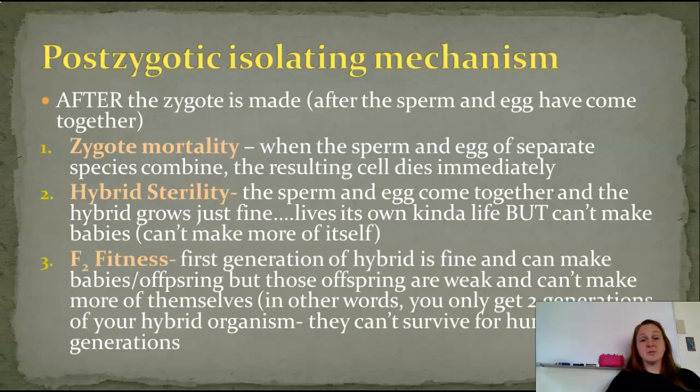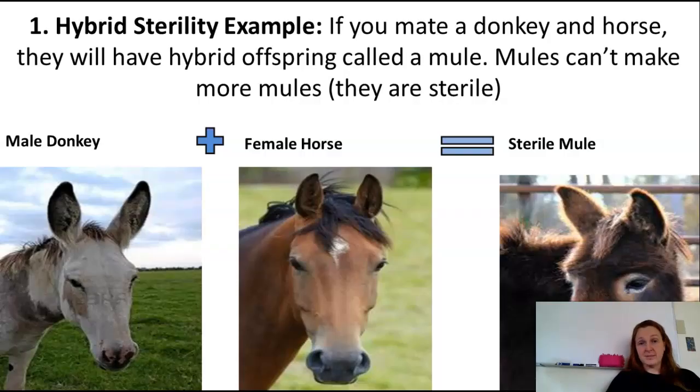Then we have hybrid sterility and F2 fitness. Now with hybrid sterility, this is where the sperm and the egg of two separate species, say a donkey and a horse, come together, and they make offspring that are healthy enough. But if those offspring go to make their own offspring, they cannot. So when a donkey and a horse come together to make a mule, the mule can have a perfectly happy little mule life, but the problem is that mules cannot mate with each other and make more mules, which is why we don't see mules as a separate species. You have to keep remaking mules from mating donkeys and horses together.